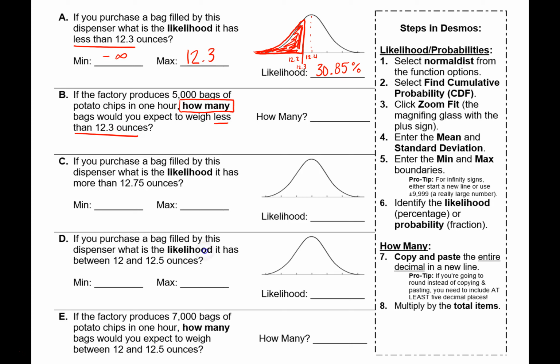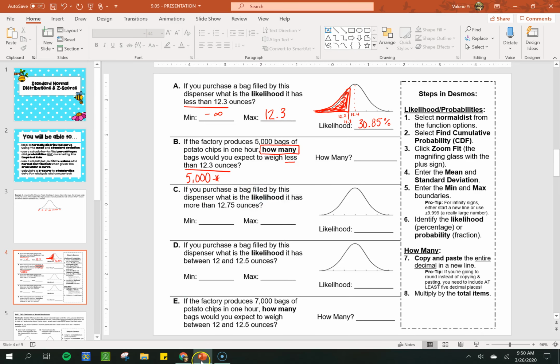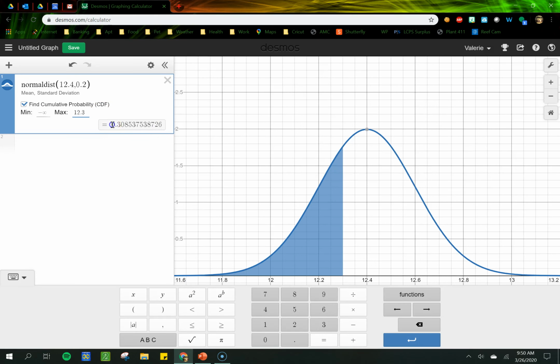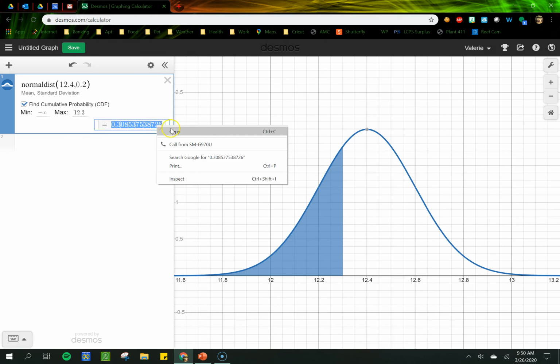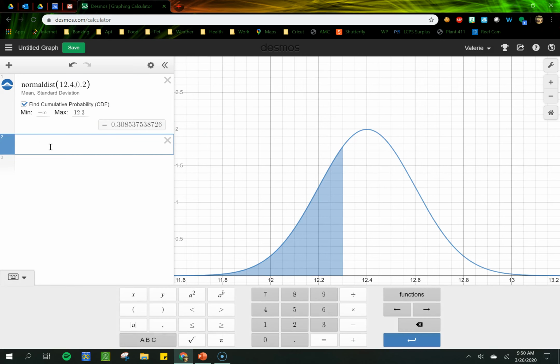So the way that we're going to calculate this is we're going to take that 5,000 bags and multiply by the decimal that Desmos gave us. We are not going to just multiply by 0.3085 because that's a rounded number. Instead, I'm going to go back into Desmos. I'm going to copy all of that number, and in my next line, I'm going to do 5,000 times, and then I'm going to hit Control V to paste that number in.